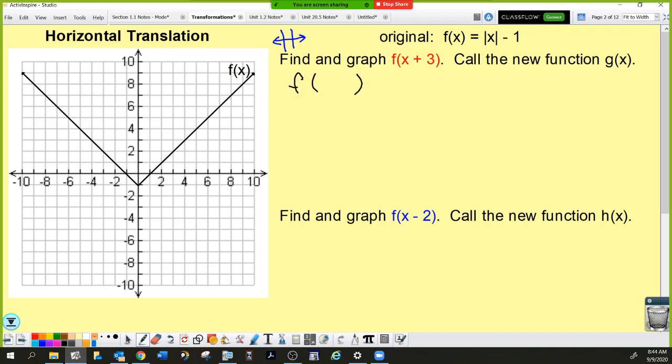F of, and now I have put something in the parentheses that was not there before. And you notice I'm not just doing plus 3, I'm doing x plus 3. I'm treating x plus 3 as a brand new thing. Where I used to have an x, I would open a set of parentheses, and I would drop in x plus 3.